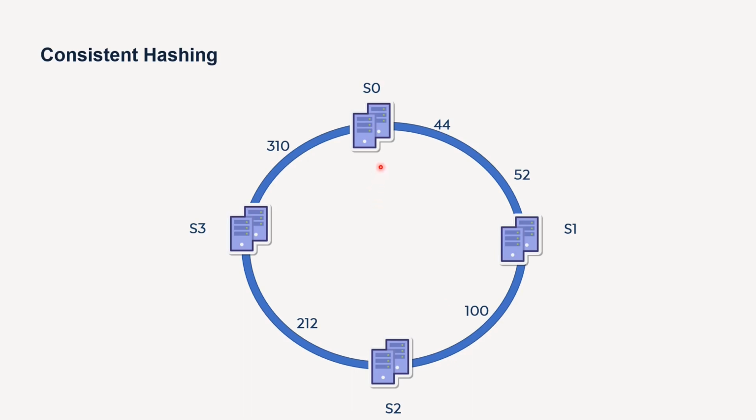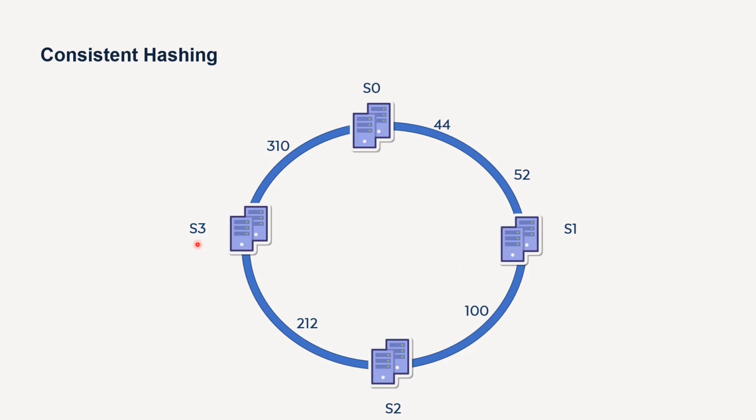You can use any direction, but you have to follow the same logic every time. So if you start from S0, you can see the keys 44 and 52. These keys will belong to the server S1. Similarly, when you go from S1 to S2, the key 100 is going to belong to server S2. So whatever keys are looking at a server in the clockwise direction, they are going to be saved there.